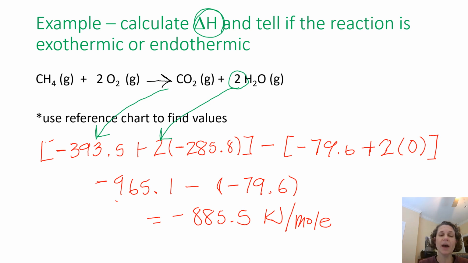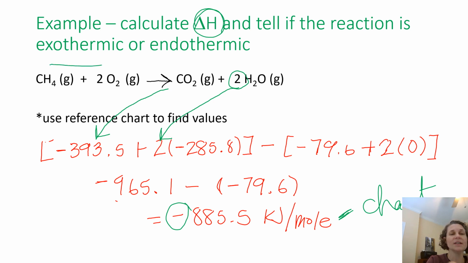But anyway, doing the math, you end up with negative 885.5 kilojoules per mole. These units come from, or you can look at the chart. That's the units for H. And the big thing that we're really actually worried about is not the actual number itself, but more the sign. It is negative, which tells us that it is an exothermic reaction.